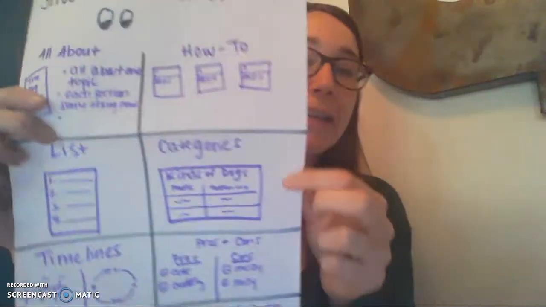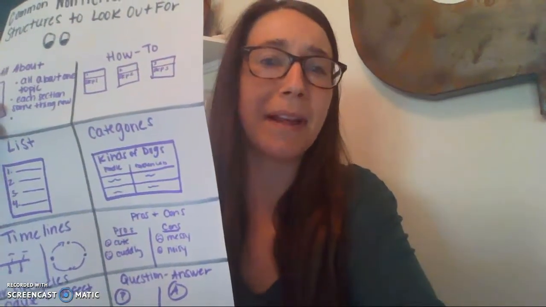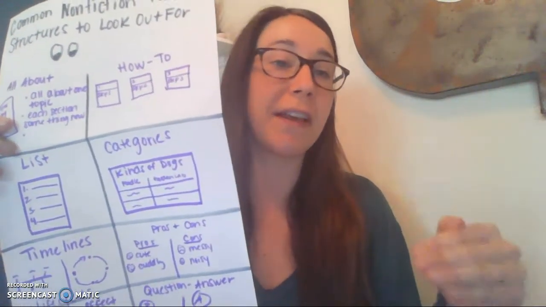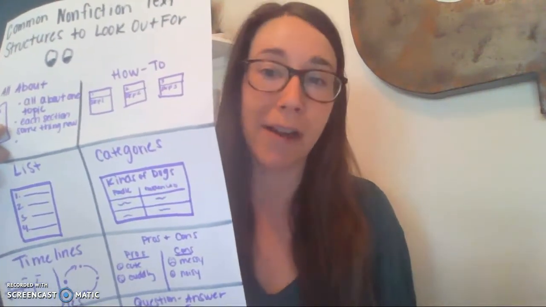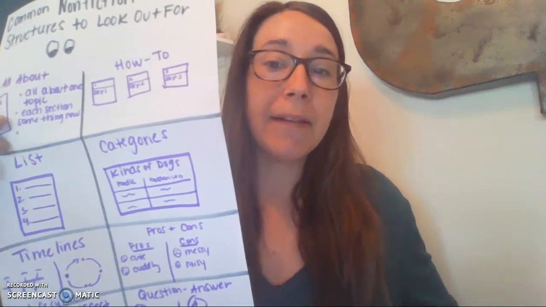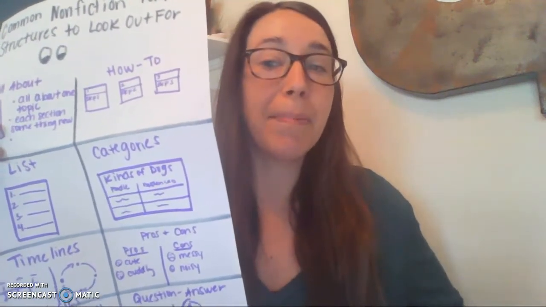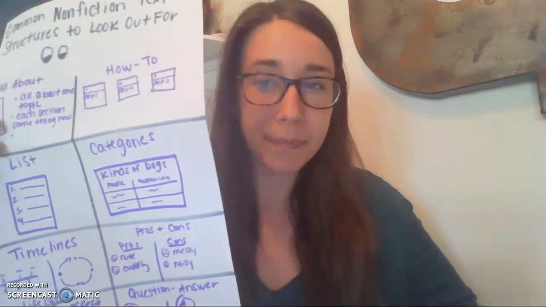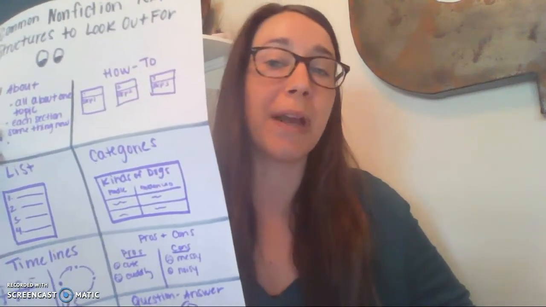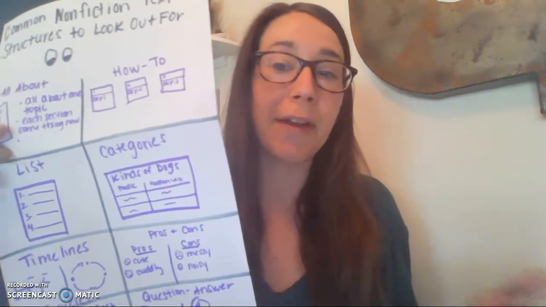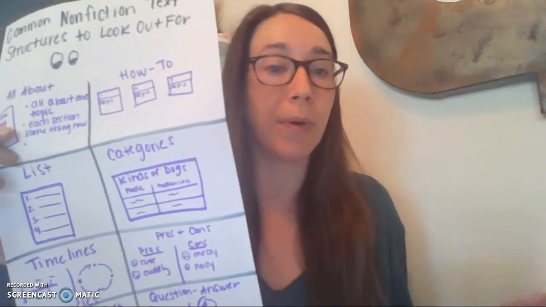There are also list text structures, and a list text structure might be something like things to do in a rainforest, and it would just list out all the different things that you could do if you were visiting a rainforest. A list text structure might be a book like Ways to Help the Earth, and these books would teach someone all the different ways that people could help the earth. These books would probably include a lot of examples to help readers learn more.